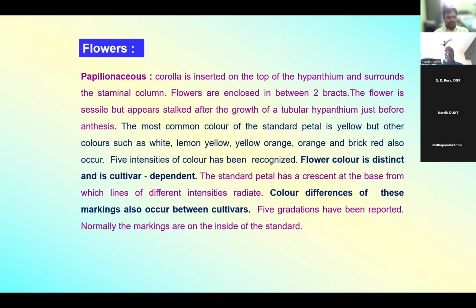That is very much seen, like a cheetah. So even the testa color will be having that cheetah-like pattern. Five gradations have also been reported. Normally, the markings are on the inside of the standard petal.